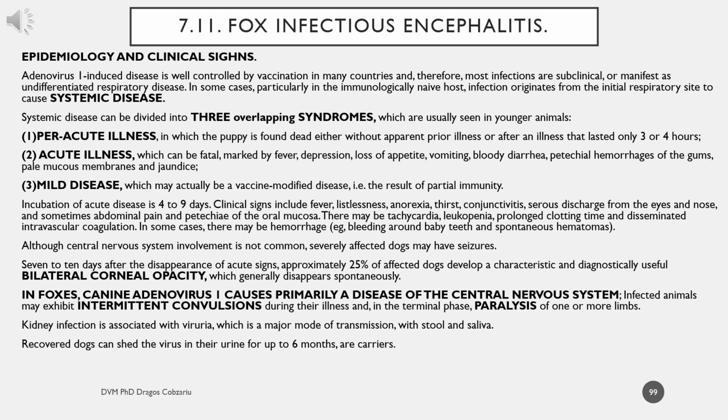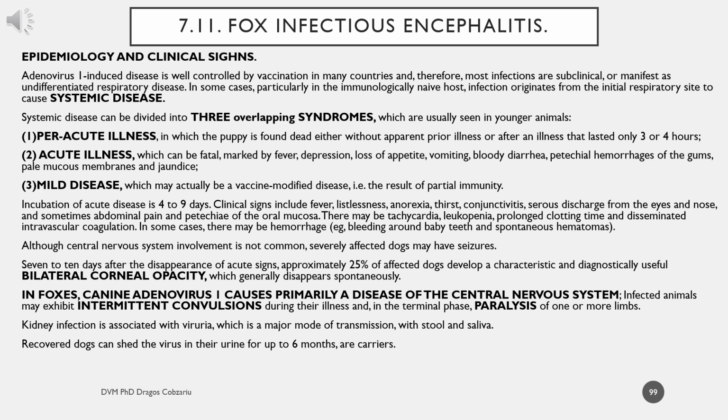There may be tachycardia, leukopenia, prolonged clotting time, and disseminated intravascular coagulation. In some cases, there may be hemorrhage, e.g., bleeding around baby teeth and spontaneous hematomas. Although central nervous system involvement is not common, severely affected dogs may have seizures. 7 to 10 days after the disappearance of acute signs, approximately 25% of affected dogs develop a characteristic and diagnostically useful bilateral corneal opacity, which generally disappears spontaneously.